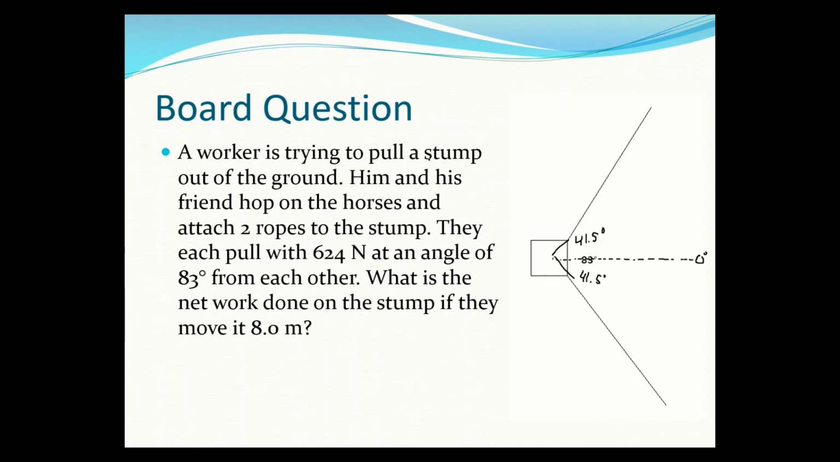And it says that him and his friend hop on horses, and they attach 2 ropes to the stump. They each pull with 624 newtons. What is the net work done if they move 8 meters? So 624 newtons as well. Okay, so give it a go. See if you can try it. If you can't figure it out, I will go through it right now.